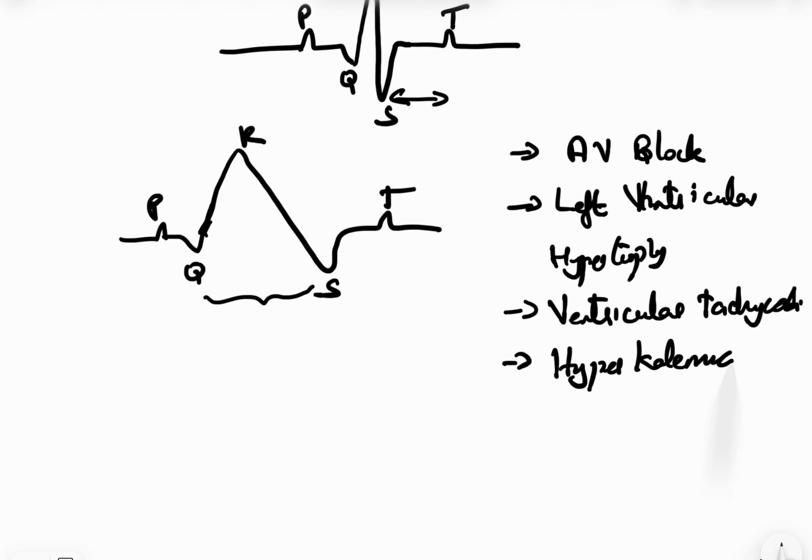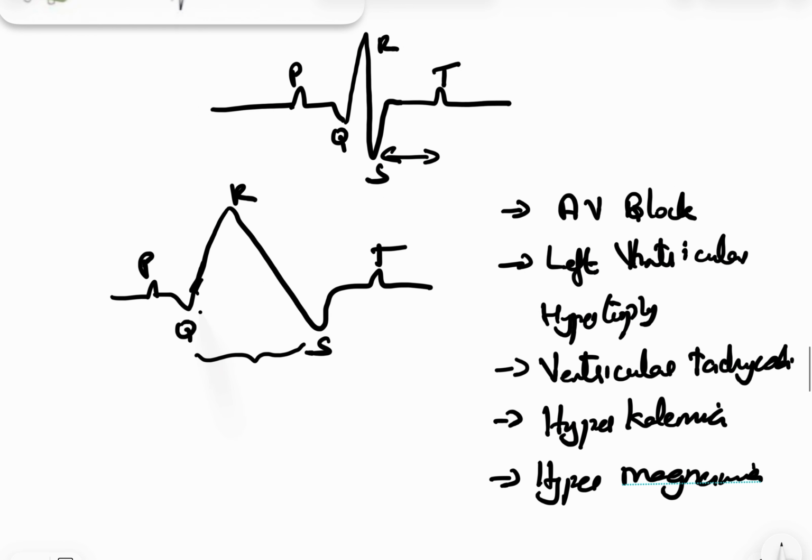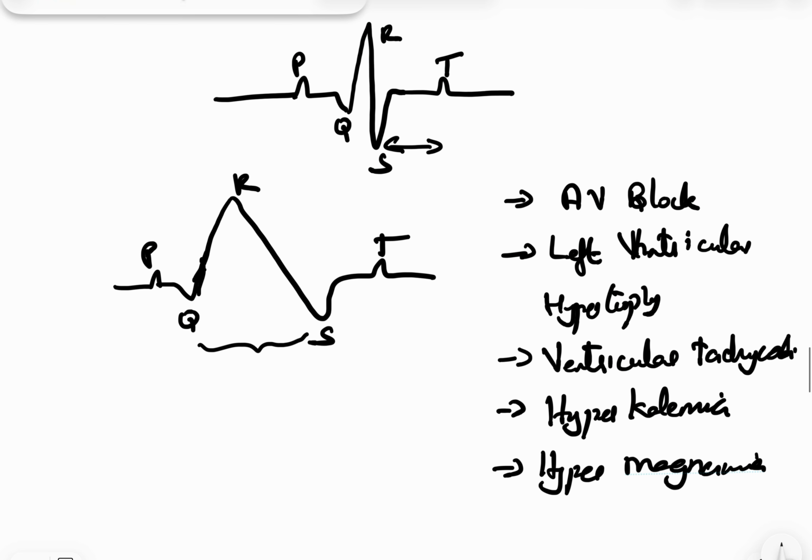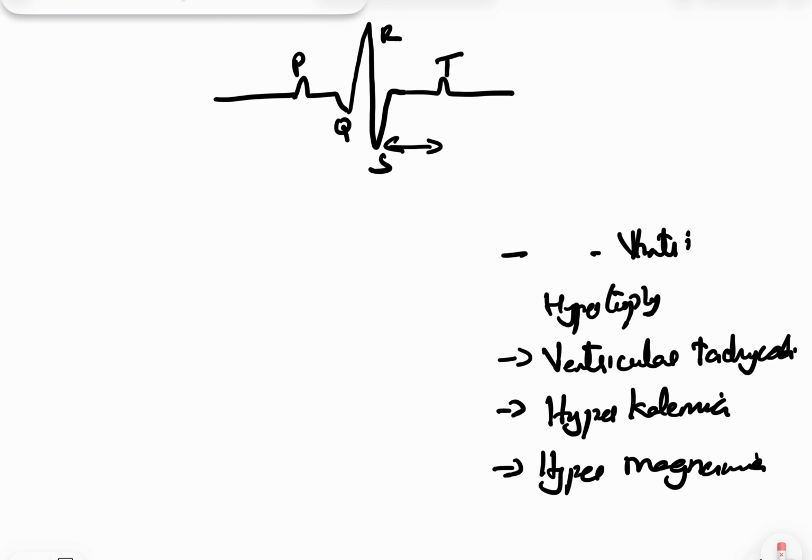Hyperkalemia means increased level of potassium, and hypermagnesemia. If a patient has a widened QRS wave, the patient might have some issues with the ventricle, especially ventricular tachycardia or left ventricular hypertrophy. Otherwise, the patient will be having hyperkalemia or hypermagnesemia, which results in the widened QRS wave of the patient.